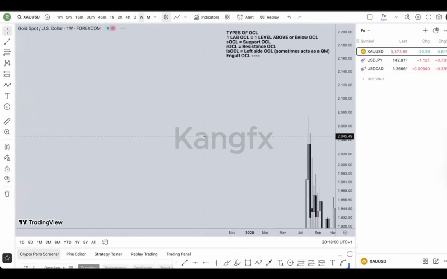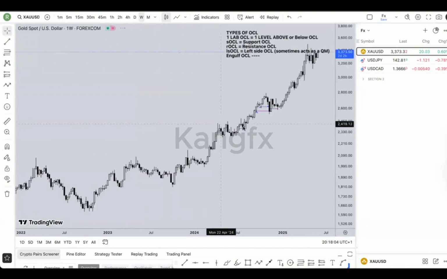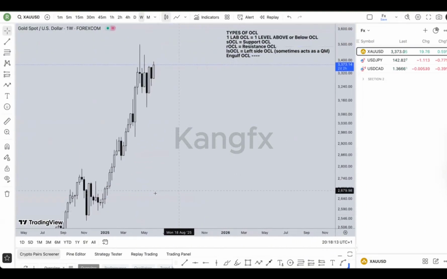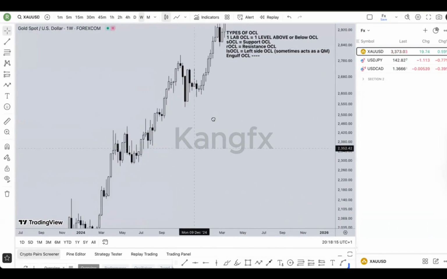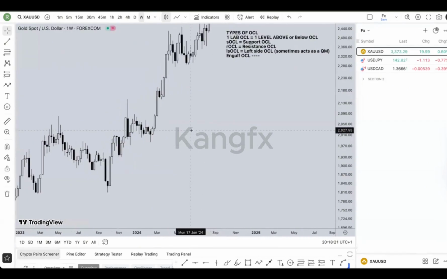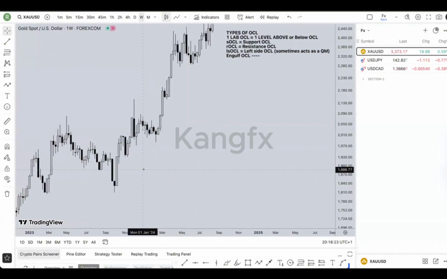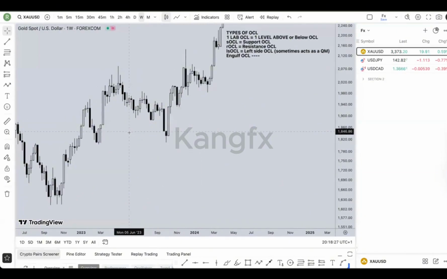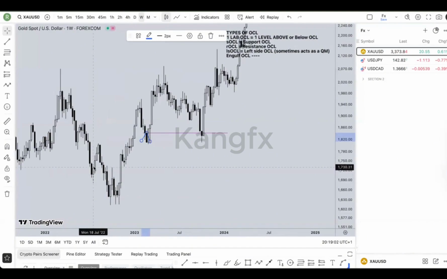LSOCL is more powerful when you're using it on the weekly time frame. Weekly and daily time frame, that's when it's very powerful. We don't even use OCLs on lower time frames like from 4 hour. The only time frames we use OCL on are monthly, weekly, and daily. From 4 hour down, we don't use OCL.